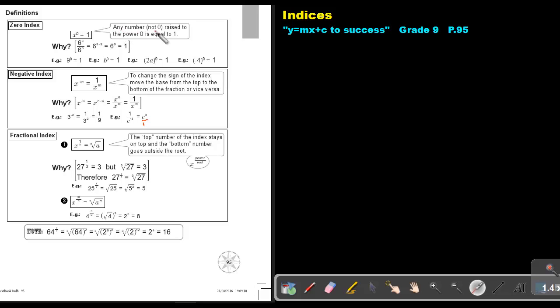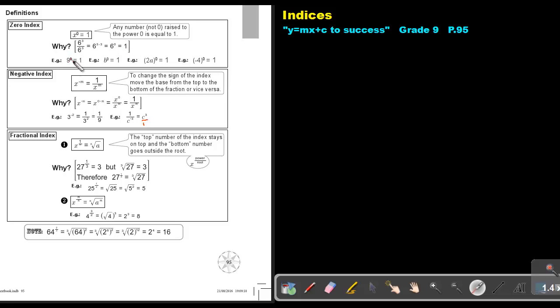Anything to the power of 0 is equal to 1. Any number, not 0, raised to the power of 0 is equal to 1. Why? Because if you say 6 to the power 3 divides 6 to the power 3, that is 6 to the power 3 minus 3, and that's 6 to the power of 0. And that will give you an answer of 1, because if you cancel out, we usually write 1. We are not writing this step, but this is the reason why it is 1.